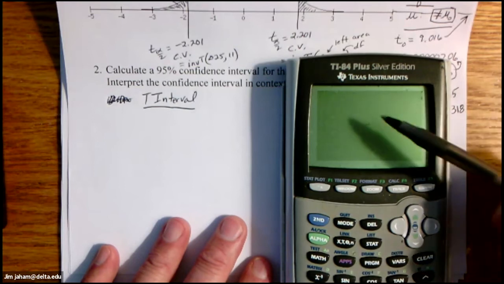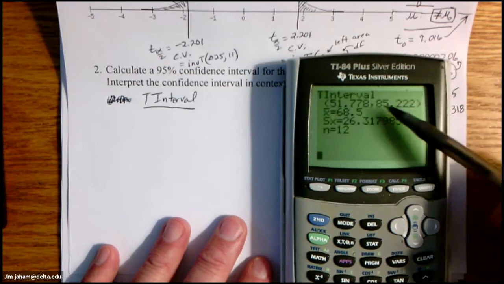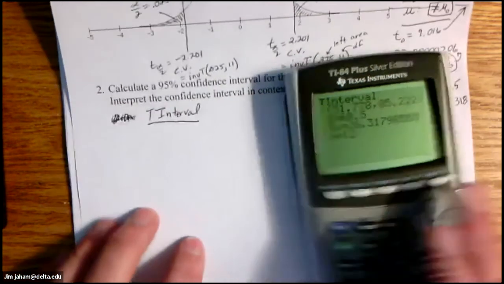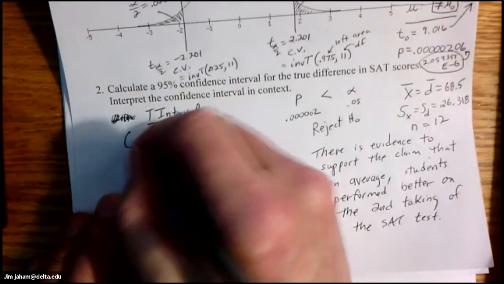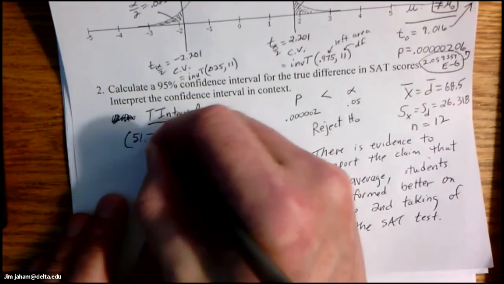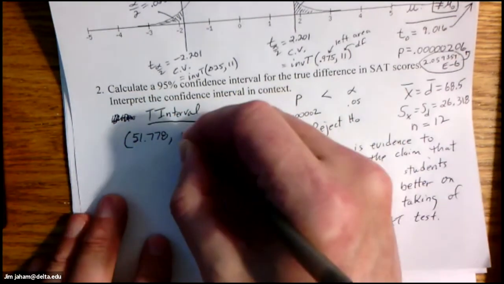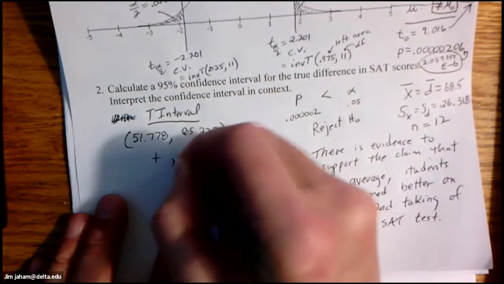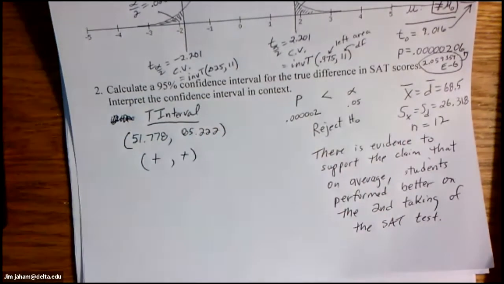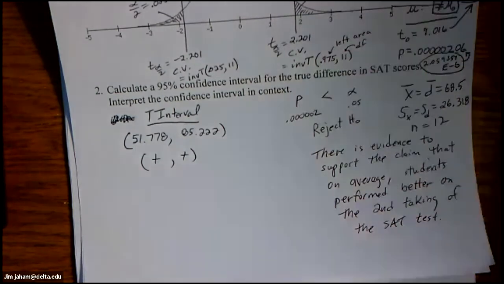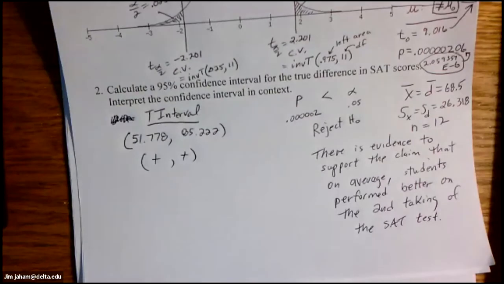And then what do we see? Huge positive numbers. 51.778 and 85.222. Now we said that maybe we were just going to look at whether those two numbers were positive or negative. You can see they're positive, but they're hugely positive, right?